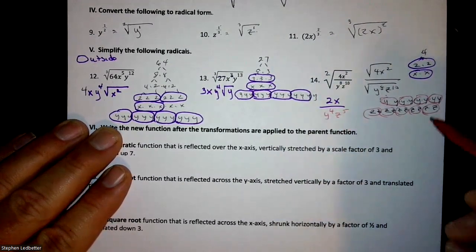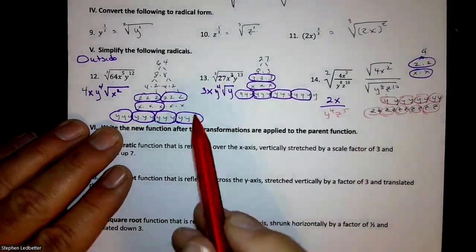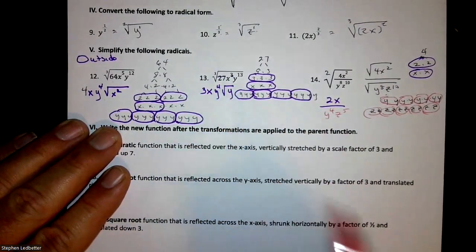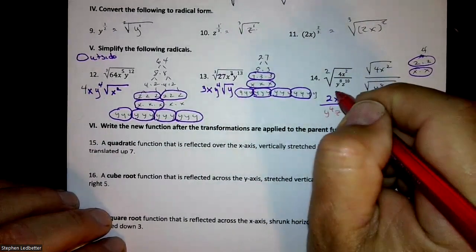There's no more radicals. If you circle everything, there's no radicals. If you have something that's not circled, like these guys here, you're going to have a radical still on the outside. So this is my answer.